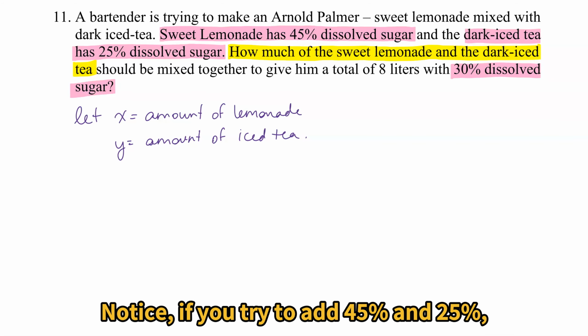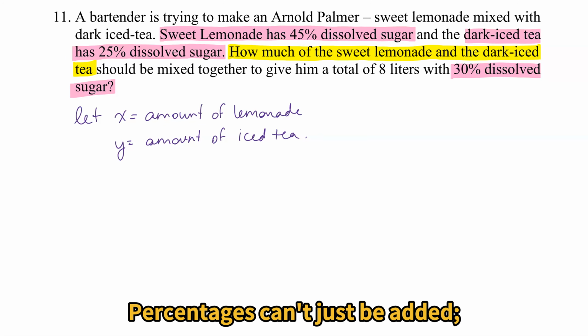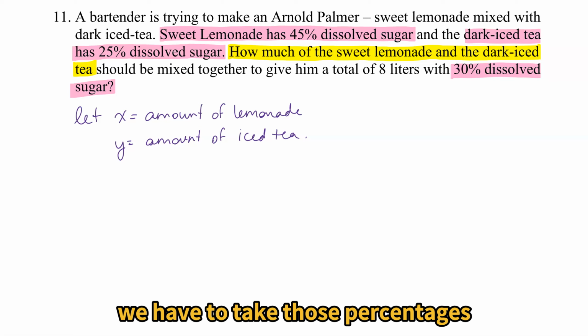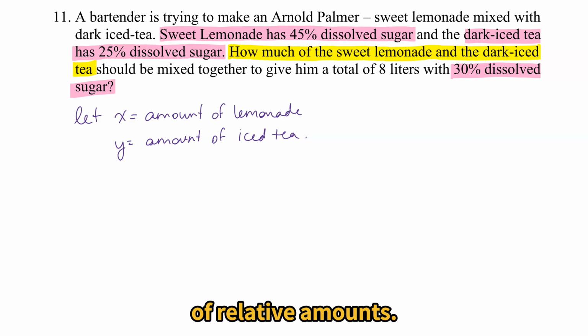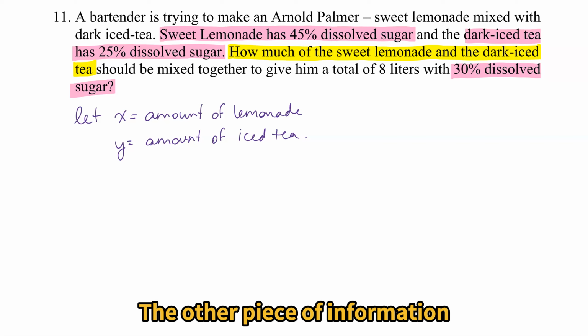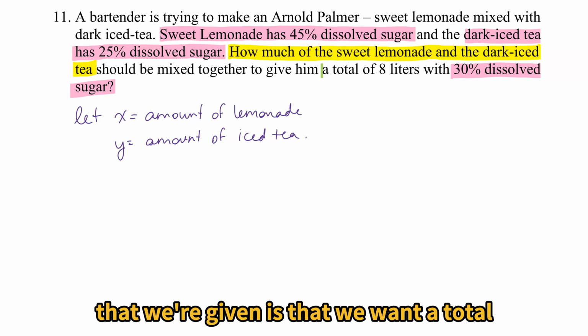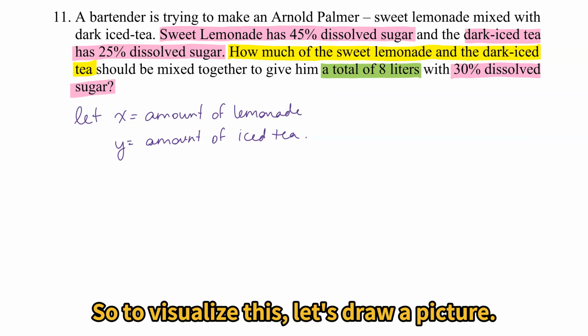Notice if you try to add 45% and 25%, you're not going to get 30. Percentages can't just be added. We have to take those percentages and convert them into actual amounts instead of relative amounts. Percentages are relative amounts. The other piece of information that we're given is that we want a total of 8 liters of drink. So to visualize this, let's draw a picture.